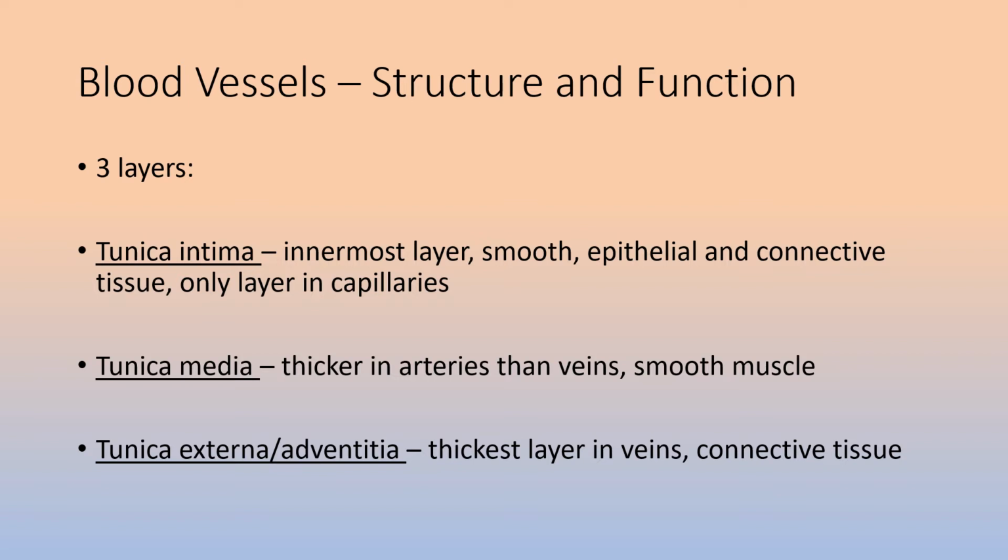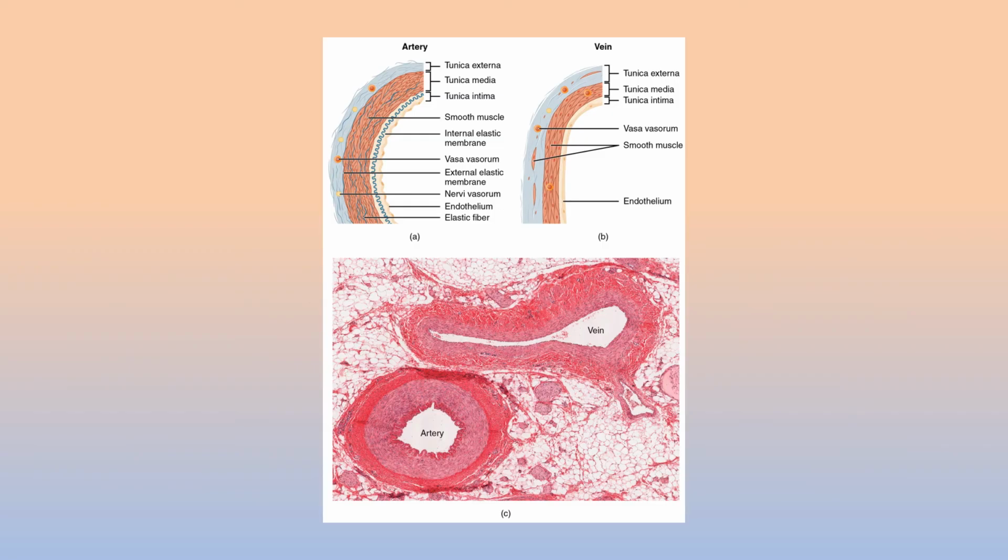The tunica media is composed of smooth muscle. It is much thicker in the arteries than in the veins because, once again, it has to do with higher blood pressure, and that thickness helps it deal with that pressure. And then the tunica externa is the outermost layer. This is going to be the thickest layer in veins because remember they have less pressure. It is composed of connective tissue.